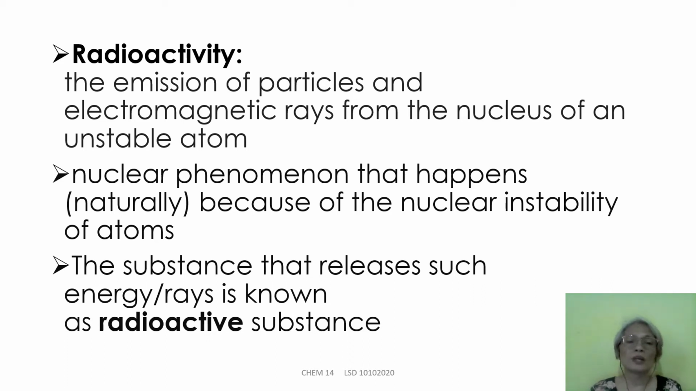Gluons. Okay, so the emission of particles and electromagnetic rays from the nucleus of an unstable atom would result in radioactivity, which is a nuclear phenomenon. It happens naturally because of the nuclear instability of atoms, although it could also be induced, no, in the laboratory. Now, the substance that releases such energy, the nuclear energy, is known as radioactive substance.